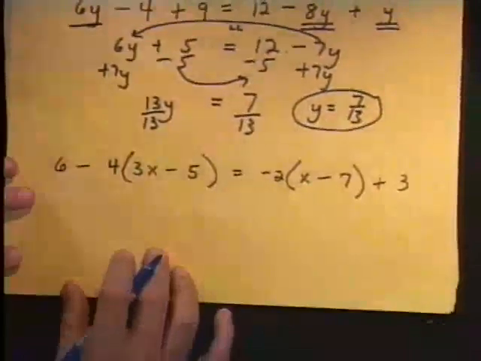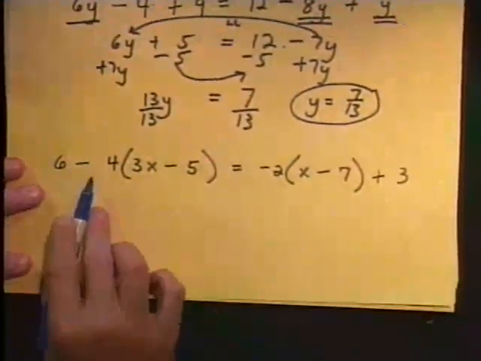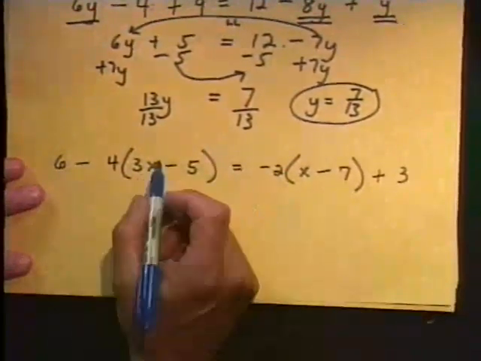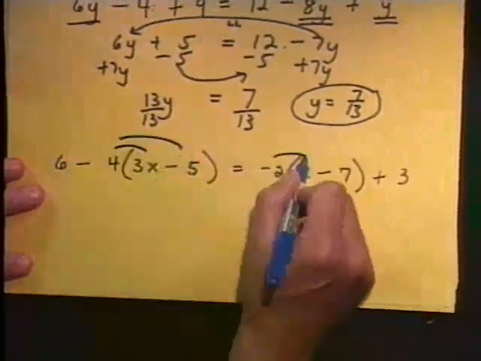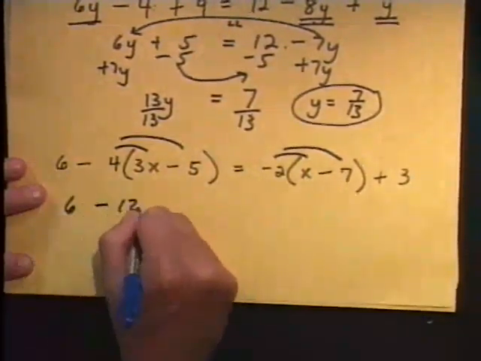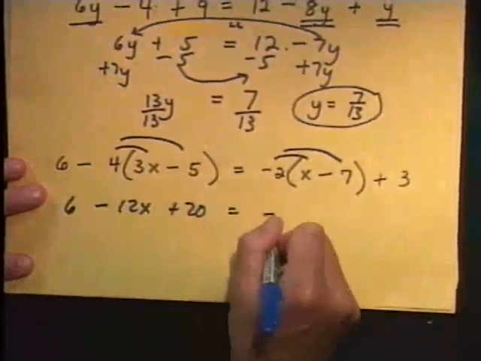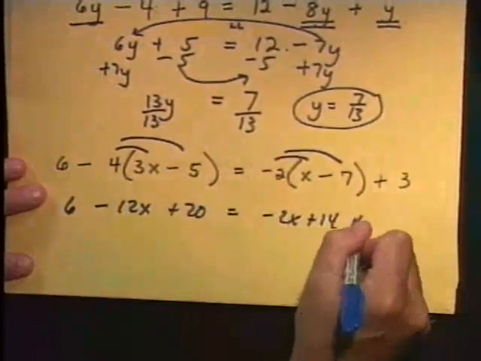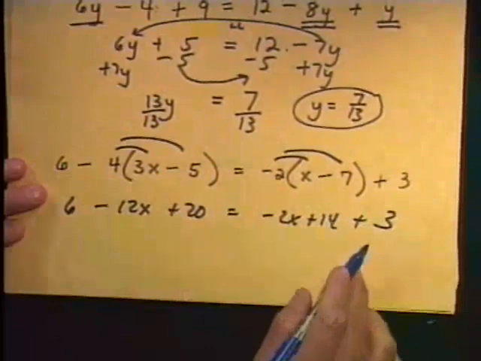So try this one at home next. What you're going to do here first is distribute. I've got some distributive action going on here, so we'll distribute that through and have 6 minus 12x plus 20 equals negative 2x plus 14 plus 3. See if you can get it from there.